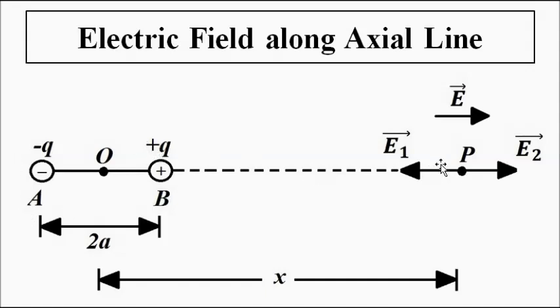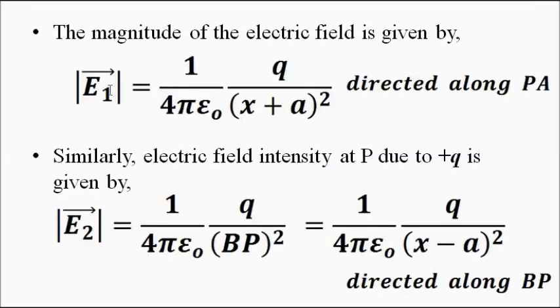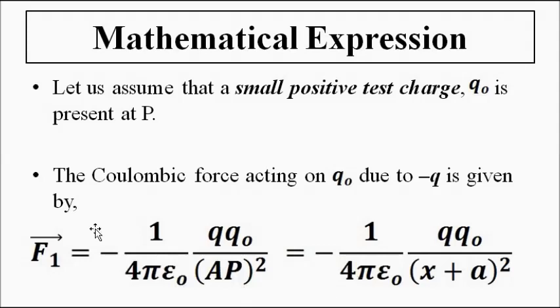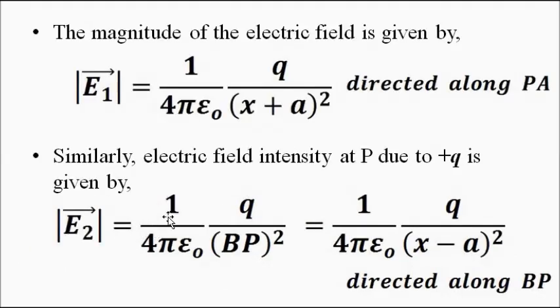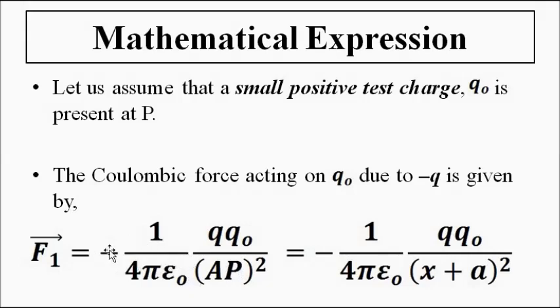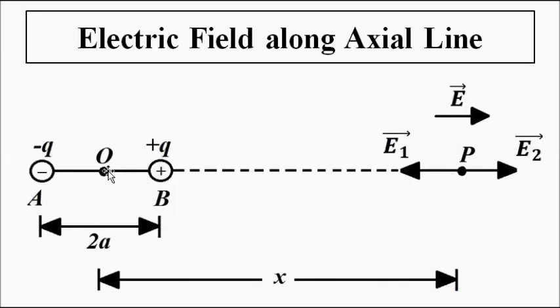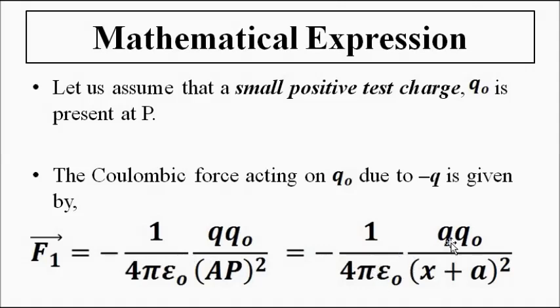Now the electric field due to this, similarly as we did for E1 vector, no need to go about the whole F2 vector and all that. So here the electric field will simply be 1 by 4 pi epsilon 0 q by BP square. I skipped this part: F2 vector is equal to 1 by 4 pi epsilon 0 q q0 by BP square, and here in place of x plus A there will be x minus A. The distance OB is A, and OP is x, so simply BP will be OP minus OB, which is x minus A. So F2 vector will simply be 1 by 4 pi epsilon 0 q q0 by x minus A whole square.